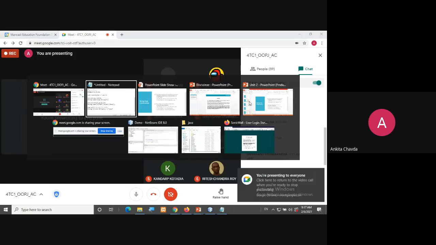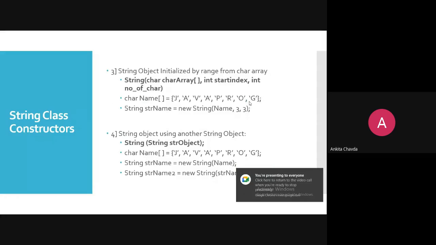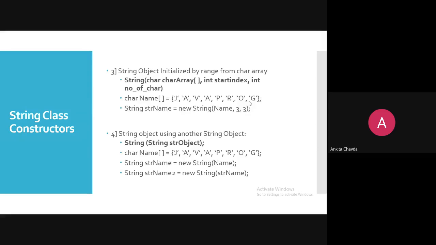Good. So it will only take from the third index, just like your integer array, always index will start with 0. Right? So this is 0, this is 1, this is 2, and this is 3. So it will start taking the characters from this third index, and the number of characters will be 3. That's what I have given. So it will take only APR. In that way also you can select the range from your character array.